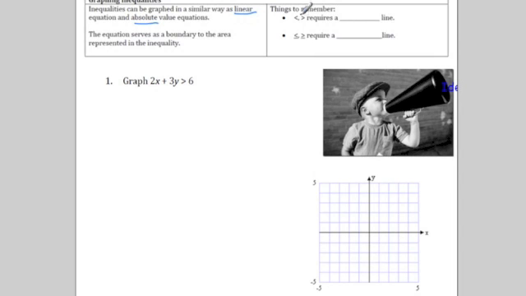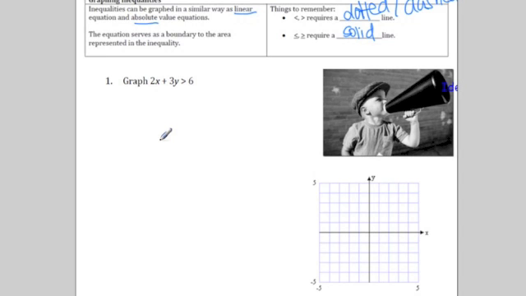Some things to remember: if I have less than or greater than, that requires a dotted or dashed line. Either way, if I refer to one, I mean the same thing. If it's equal to, that's going to be your solid line like you typically would do. So when it's not equal to, dotted or dashed, same idea as an open circle. And if it's equal to, it's a solid line. So we want to go ahead and graph this.